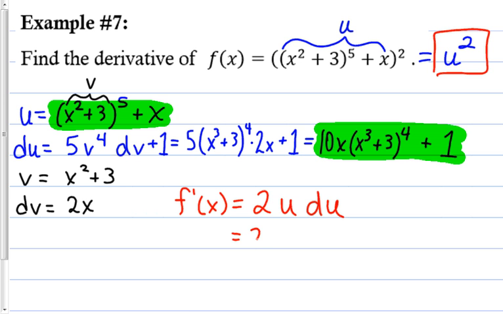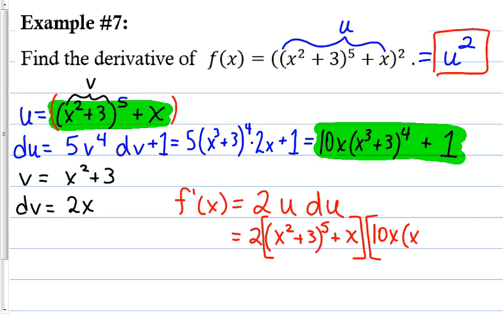So 2 times u. U is just x squared plus 3 to the 5th plus x. And this is where you have to be careful. That 2 is multiplying u. U is all that stuff, all the green stuff, from here to here. So I need to make sure that all of that stuff is being multiplied by 2. So let me just use a bracket, and that'll be safe. All right, and then multiply by du. So what the heck? I'll use another bracket. 10x, x cubed plus 3 to the 4th plus 1.